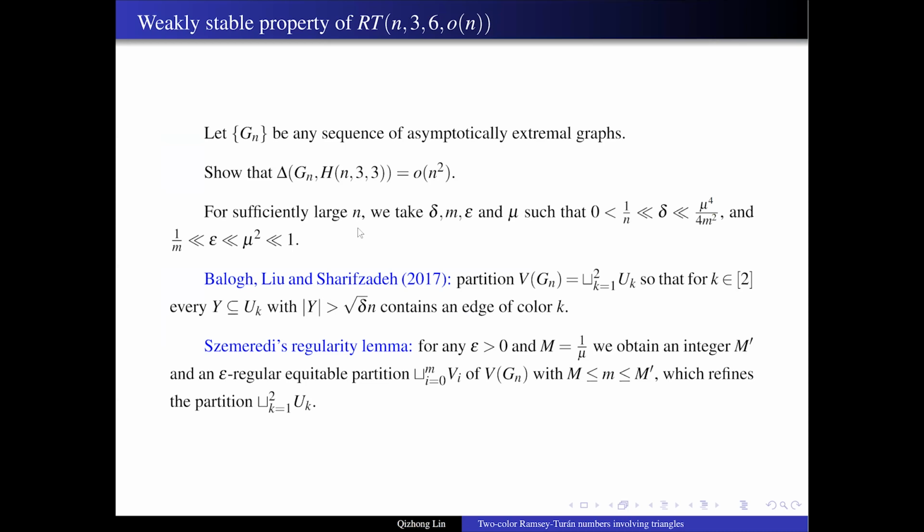To this end, we first apply a result of Balogh, Liu, and Sharifzadeh to obtain a partition of V(G_n), so that every subset Y of size at least root delta n contains an edge of color k. And then we apply the regularity lemma to obtain an equitable regular partition, which refines the previous partition.